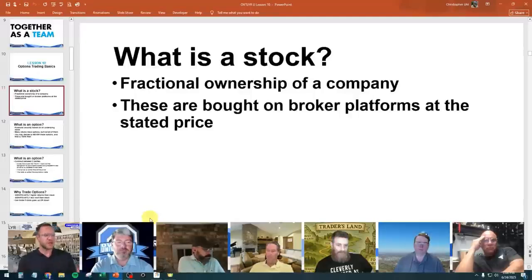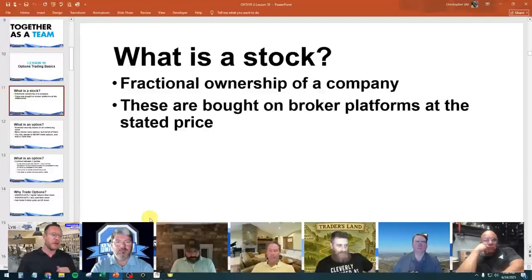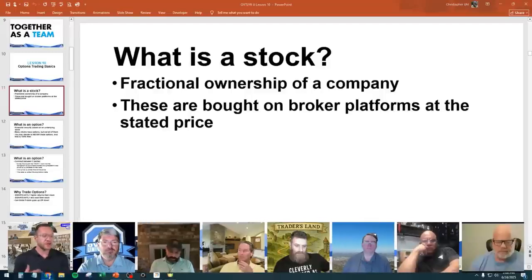So before we jump into options, let's recap. What is a stock? The stock is a fractional ownership of a company, right? They are bought on the broker platforms at the stated price on that platform. So you can say, what is Apple's stock price today? And it'll give you a number, if it's $100, if it's $500, whatever the case is, it'll tell you what the price of that fractional company ownership is.